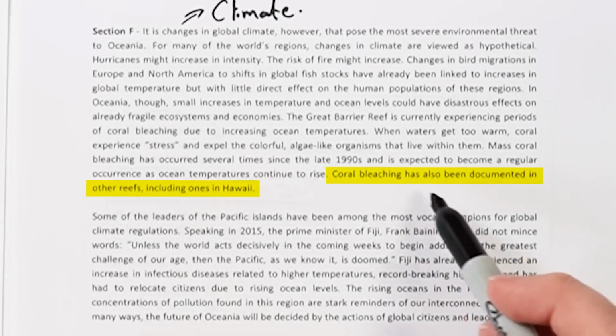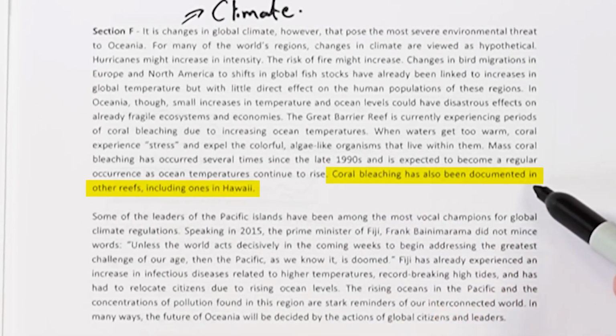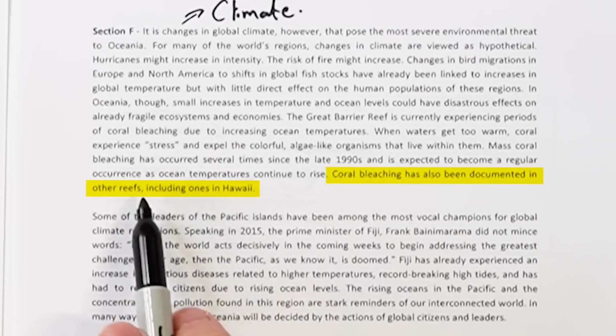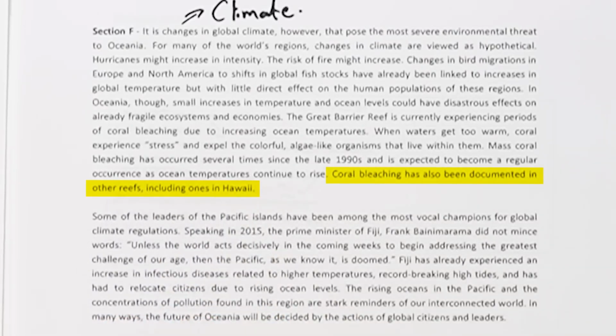And you could assume that that's what they're talking about, because it's the only place where you see the words reefs and Hawaii together. So you put in coral bleaching. So I think we can learn two things from this.